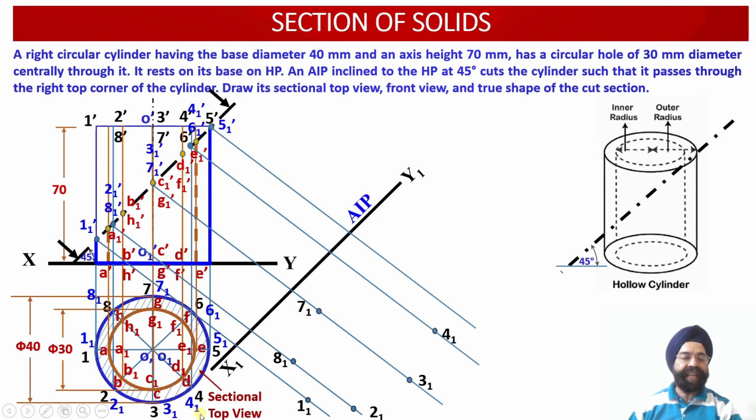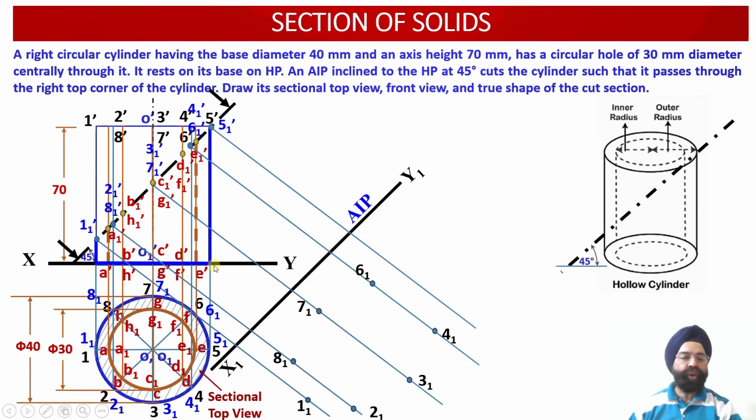Next point available with us is 41. Once we measure the distance of point 41 from the xy reference line, onto the projector line emerging from 41 dash, the same distance has been marked ahead of the plane. Similarly for point 61, we have measured the distance between point 61 and the xy reference line, and now onto the projector line emerging from 61 dash, the same distance we have plotted ahead of the plane.